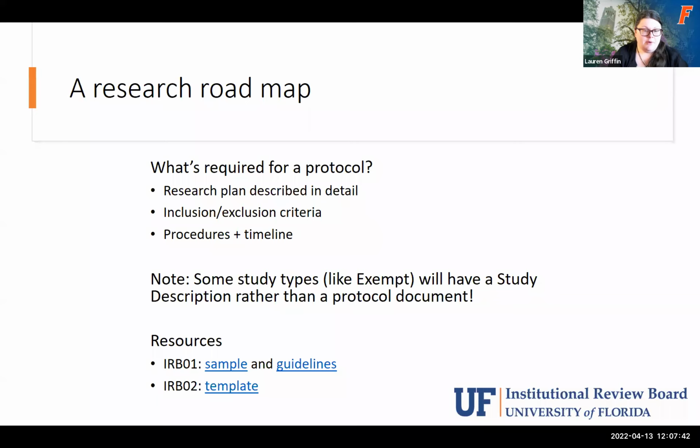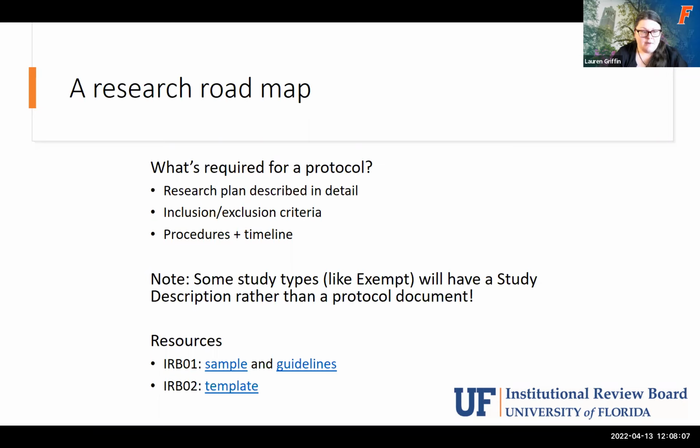When we talk about protocols and study descriptions, we're essentially talking about the roadmap for research. So what do we require for a protocol? Your protocol is your research plan described in detail. There is a variety of things that you'll need to include in there, but inclusion and exclusion criteria, and then the procedures and the timeline are really important ones.